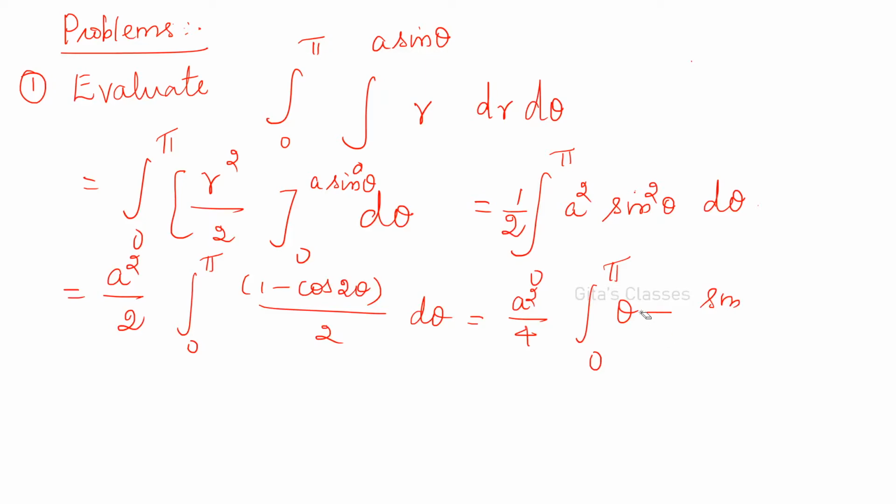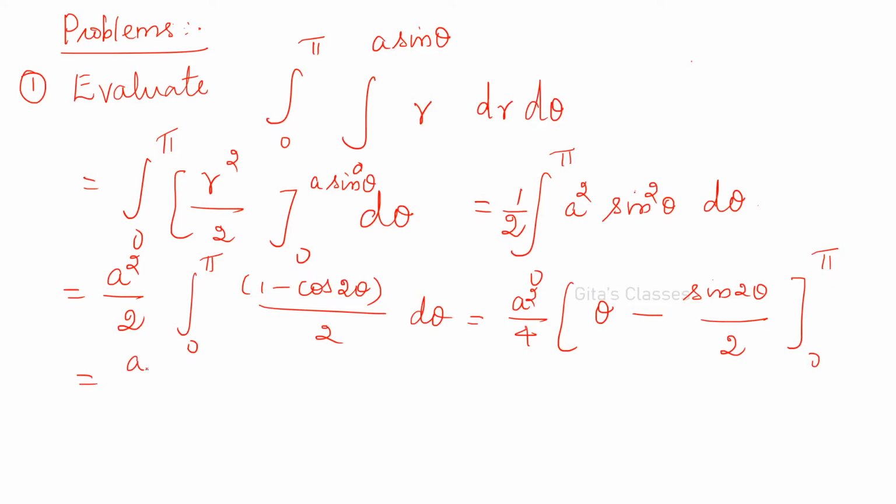minus, 1 minus cos 2 theta. Directly I can integrate now. So 1 by 2 I have taken it outside. So 1 minus cos 2 theta. 1 if you integrate, theta minus cos 2 theta, it is sine 2 theta divided by 2. Right? From 0 to pi.